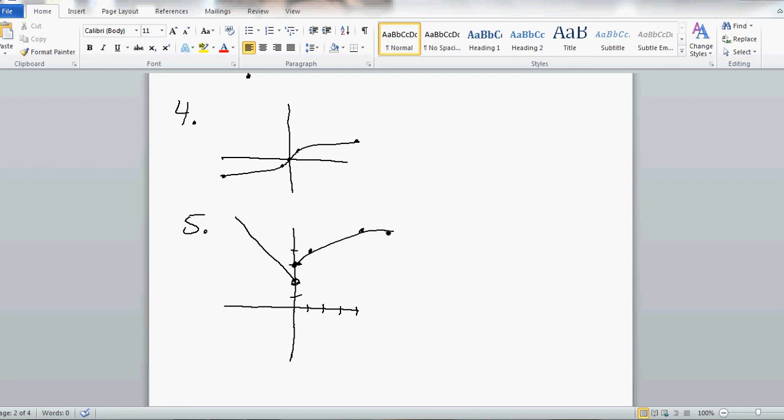the square root curve. And that wasn't very good. I'm having a little difficulty today.